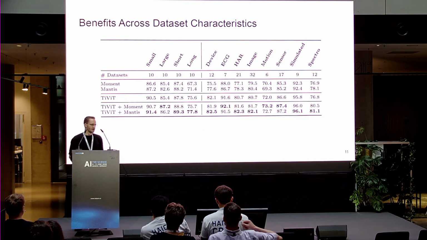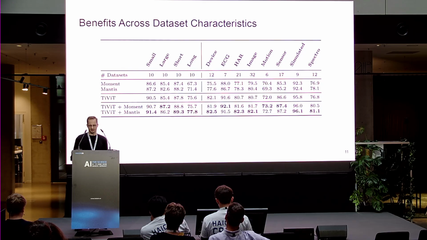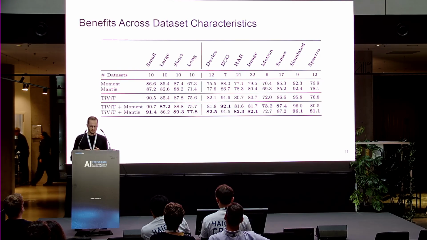Finally, we also looked into the benefits of TiViT across different dataset characteristics. And the most interesting results here are actually in the first 4 columns. We have datasets here that are very small, with just up to 20 samples for training of the classification head. And we also have datasets with very long time series. Especially in these 2 settings, TiViT outperforms the time series foundation models, Moment and Mantis.